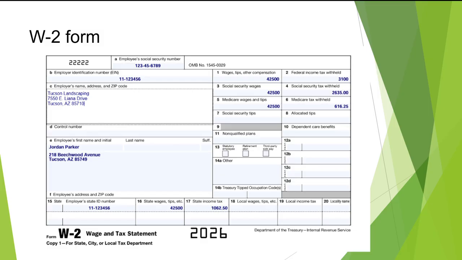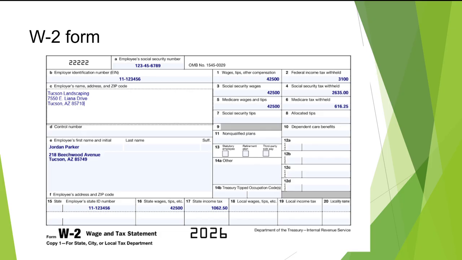This is Jordan's W-2 form. Now, all employees of W-2 corporations should receive a W-2 form by January 31st of the year following the tax year. If you don't receive your W-2 form, you need to go back to your employer and get a copy of the W-2 form. You can get your W-2 form in many ways.